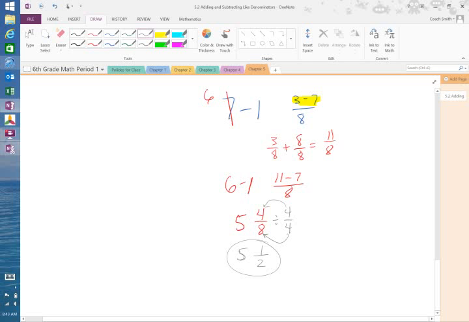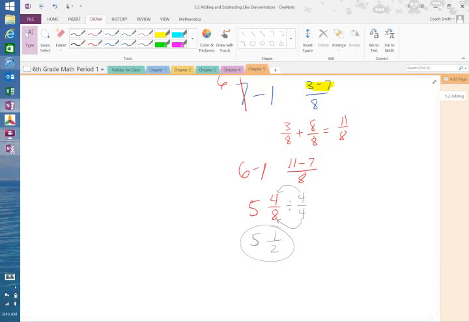Any questions on that one? Jonah? Okay. When I borrowed, let me do it like this. 7 3/8 minus 1 7/8. Another reason why I like it vertically, because it's easier to see sometimes.